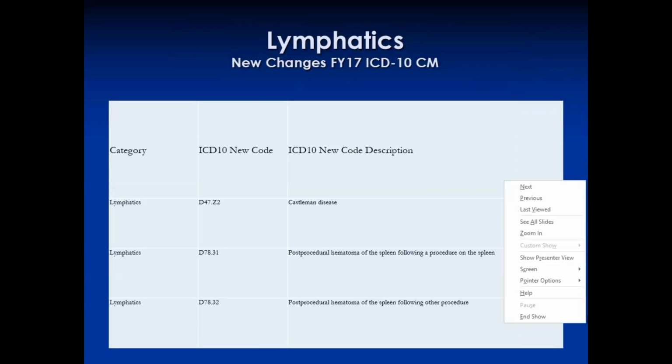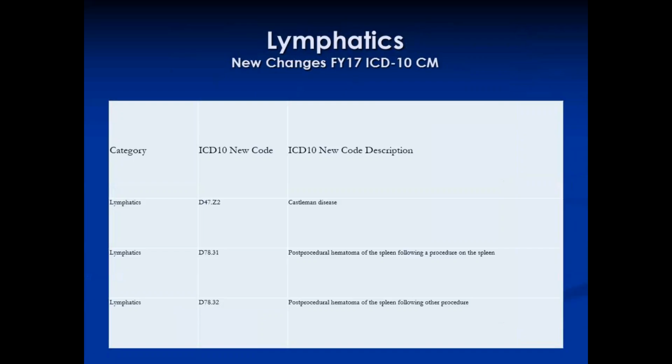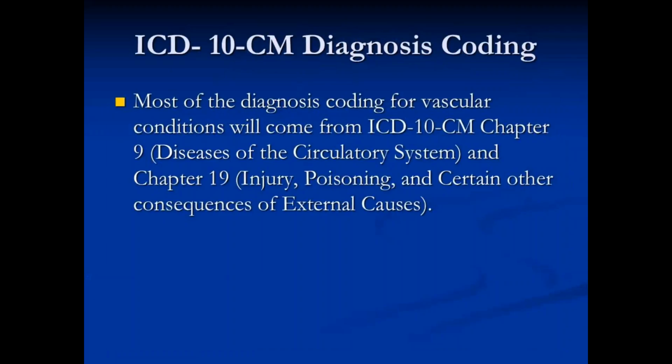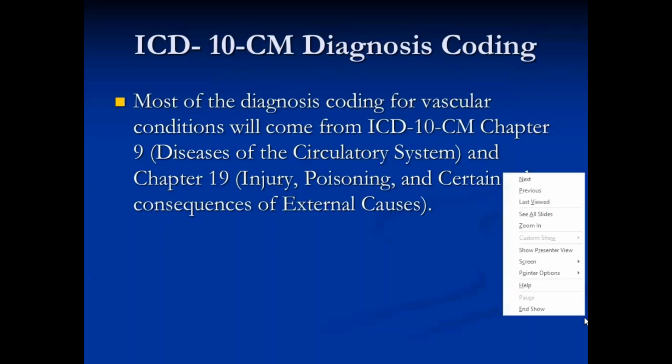My next area is cardiovascular, which is really my baby. The cardiovascular changes are basically coming from Chapter 9 and Chapter 19. I also made some copies for everyone. It should be in your packet, Chapter 9 and Chapter 19, with some of the changes.